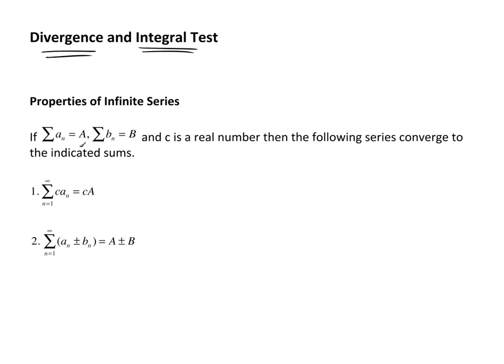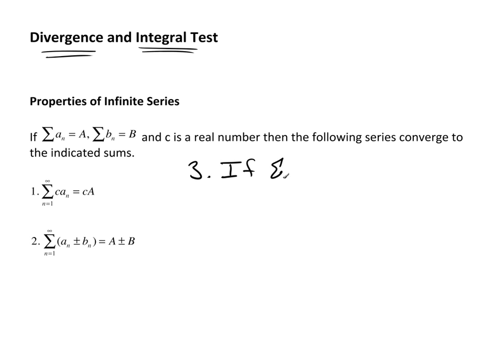If the sum of the a_n equals A and the sum of the b_n, the infinite series obviously, equals B, and c is some real number, then the following series converge to the indicated sums. In other words, this infinite sum of c times a_n is just going to be c times A. We've seen this sort of thing again and again with limits and other sorts of things, so there really shouldn't be a surprise here. And also the infinite sum of a_n plus or minus b_n will of course be A plus or minus B.